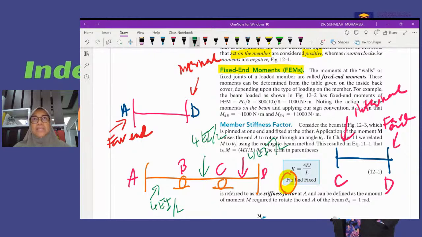This means that we have to identify the member stiffness for each element in the structure. This beam has three members, so we have to identify the member stiffness. Internal is fixed, so for BC we use 4EI over L. For AB, A is far end fixed, so we use 4EI over L. For CD, D is the far end and C is internal, so far end fixed referring to D, and we also use 4EI over L.